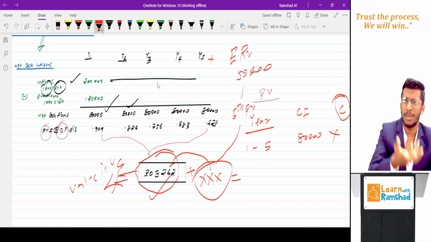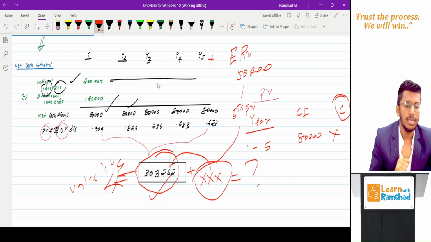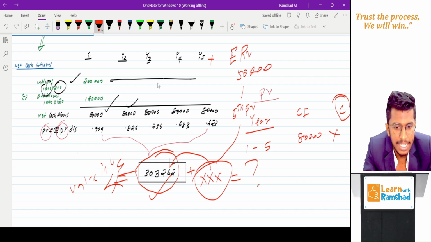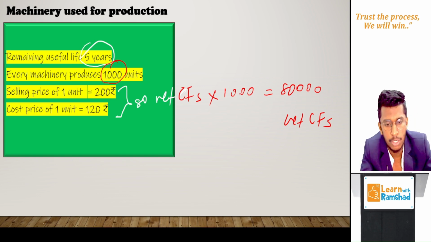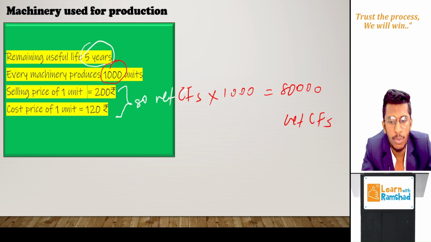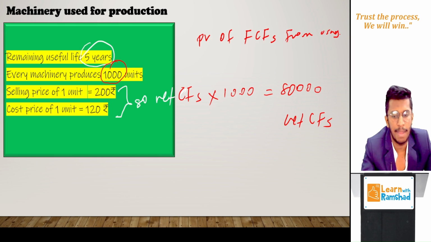You know this concept in your SFM or FM, right? So that total will be value in use. I think now you got correct clarity on how we really calculate value in use. So in short, value in use simply means present value of future cash flows from usage and scrap value, right?